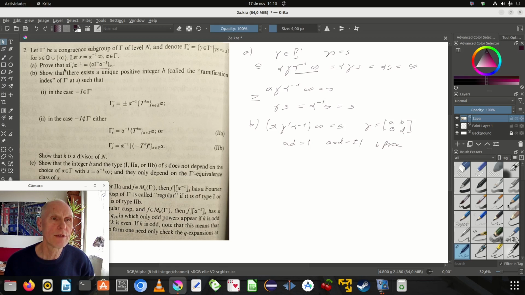So by doing this, it's equivalent to a group mapping infinity to itself. And what possibilities do we have here? If A and D are unity, then it's some power of T. So it could be plus minus some power of T. Those are the possibilities.